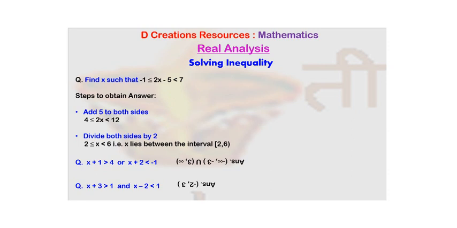Now for you to solve as an exercise, there are 2 further questions given. Answers are also provided, but I would suggest first you solve it and then cross-check your answer. That's why they have been written in a flipped fashion. So x plus 1 is greater than 4 or x plus 2 is less than minus 1. Please understand this 'or' is very important because it is leading you to 2 different intervals and then you have to take their union. So try to solve it.